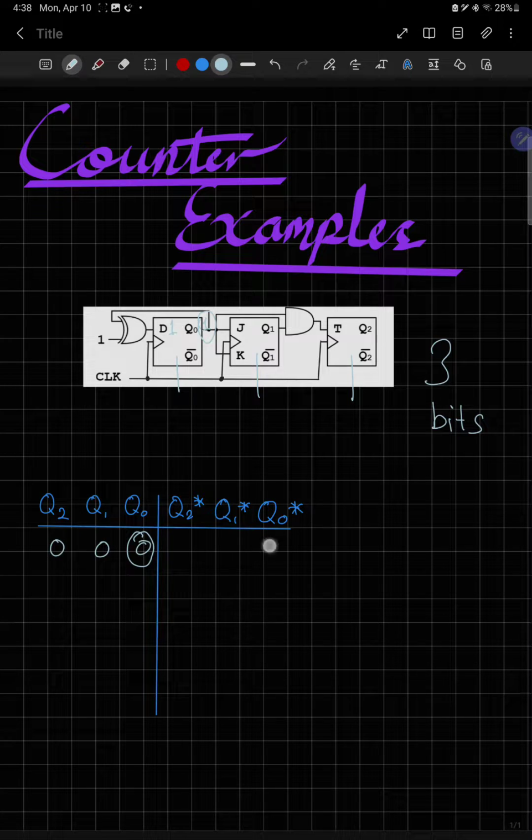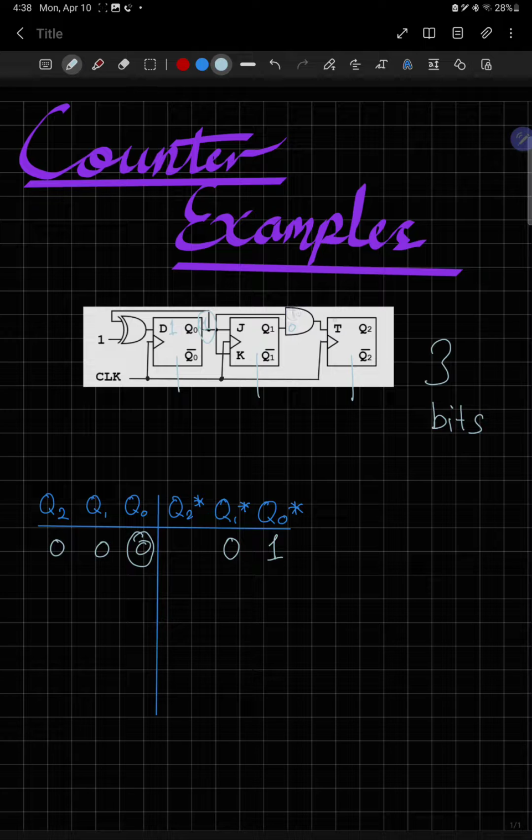But it is very important that here q0 star is 1, so the next state of q0 is going to be 1. The actual state is still 0, so we should treat this as a 0. So j and k, they're going to be 0. In this state, q1 is going to stay the same, so it's still going to be 0.